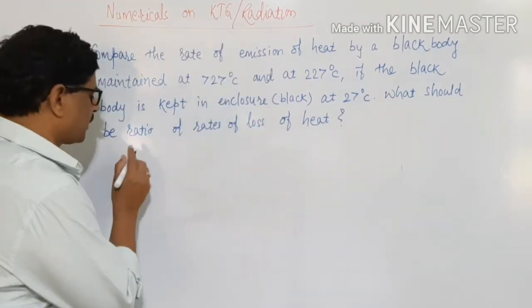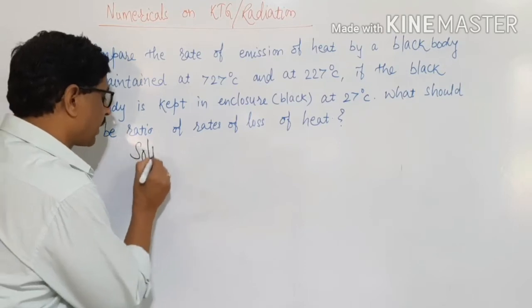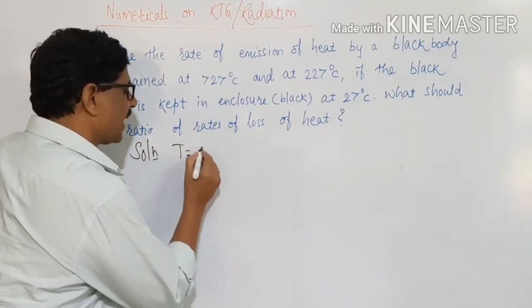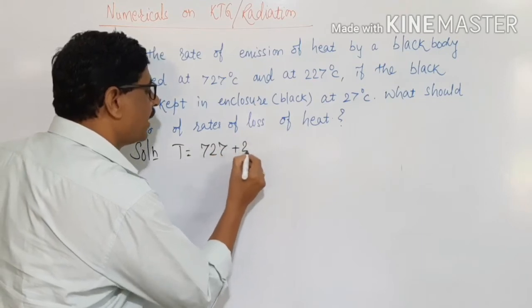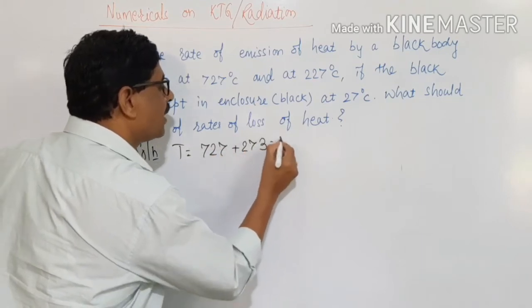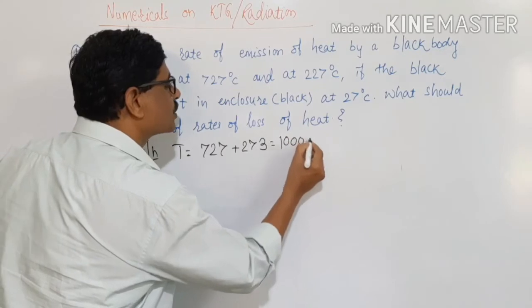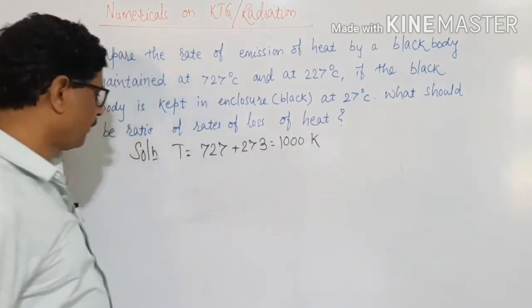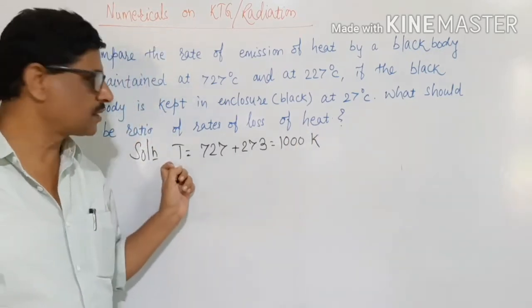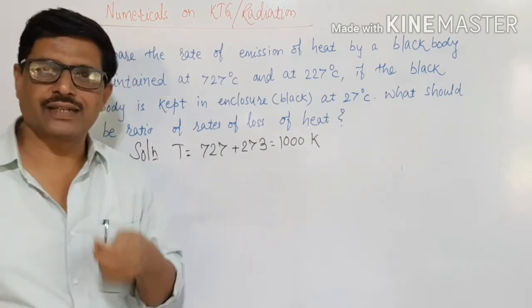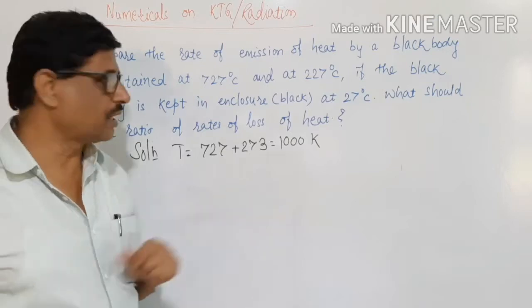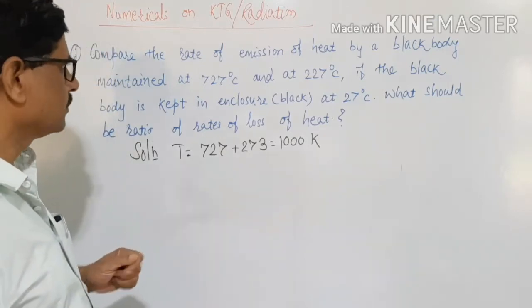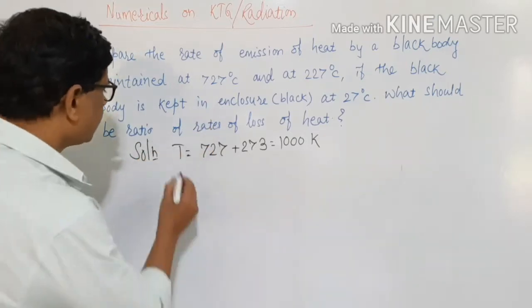The temperature of the black body is 727 degrees centigrade, and to convert it into Kelvin we have to add 273. Therefore, the temperature of the body is 1000 Kelvin. 727 plus 273 should be equal to 1000 Kelvin. This is T1.